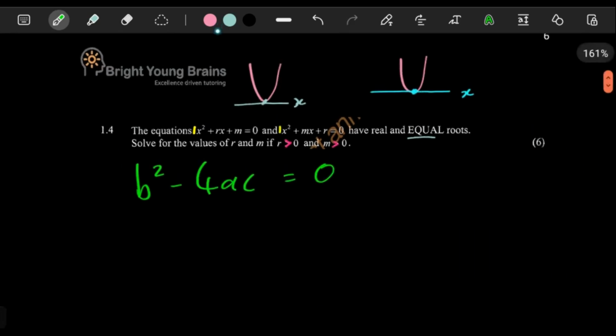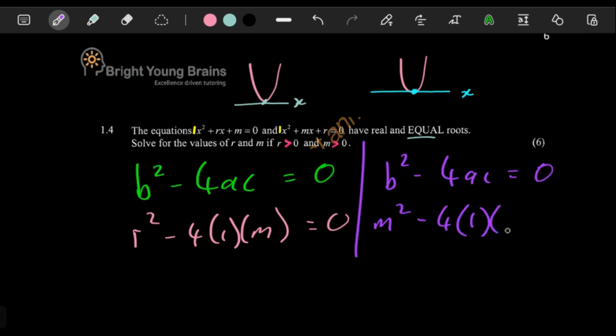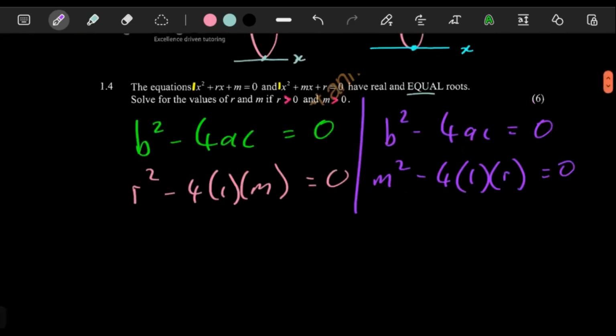For the first equation, if you're going to put values into this equation, b is r, a is 1, c is m. So we know that this is one existing equation, for our given information. Now what we also know is for the second equation, if the roots are equal, it means that b squared minus 4ac is equal to 0. So our b here is m, our a here is also 1, our c here is r. So we could actually work them out simultaneously.